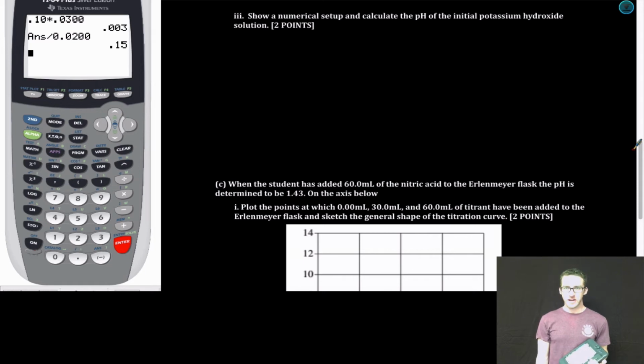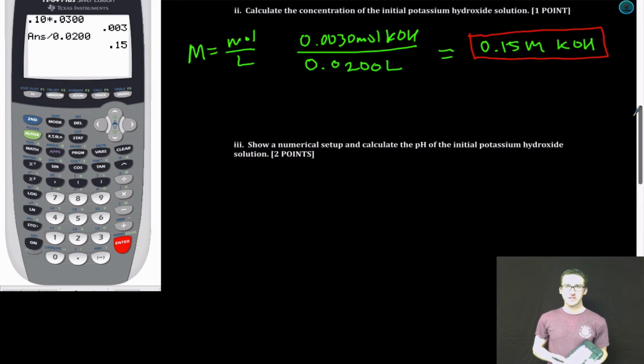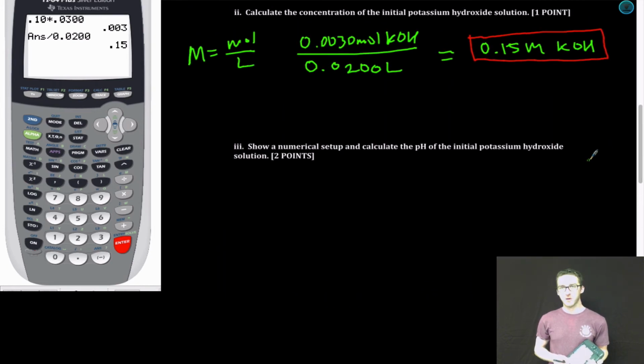Subpart III. Show a numerical setup and calculate the pH of the initial potassium hydroxide solution. Well, let's take a look at the work we just completed in earlier parts of the problem. We determined the original concentration of the potassium hydroxide to be 0.15 molar. And because I know that potassium hydroxide is a strong base and that the ratio between potassium hydroxide and hydroxide is 1:1, I also know that the concentration of the hydroxide ion is 0.15 molar.